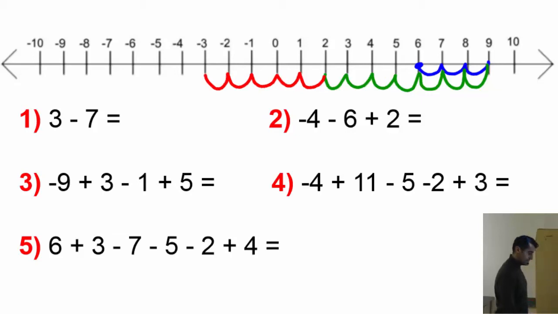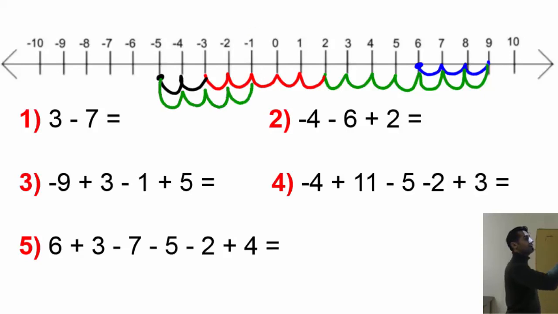And then subtract 2. A lot of subtraction. 1, 2. I am here. And then the last, +4. 1, 2, 3, 4. So the answer is -1. You know what I'm gonna say. Let's practice.